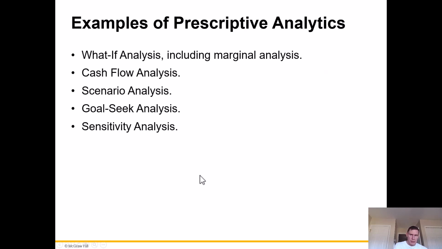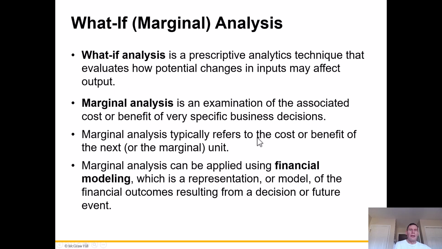So some examples of prescriptive analytics, and we'll talk about these a little more shortly. So a what if analysis, including marginal analysis. We could also run what's called a cash flow analysis, a scenario analysis, a goal seek analysis, and a sensitivity analysis. The ones I'll focus on here is probably what if analysis.